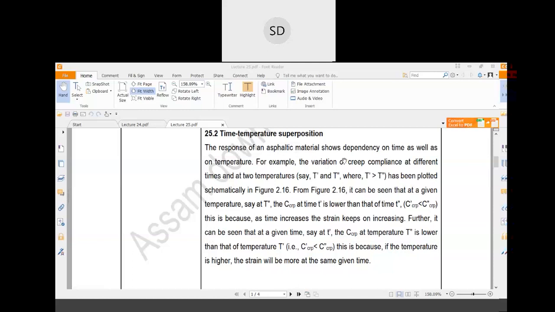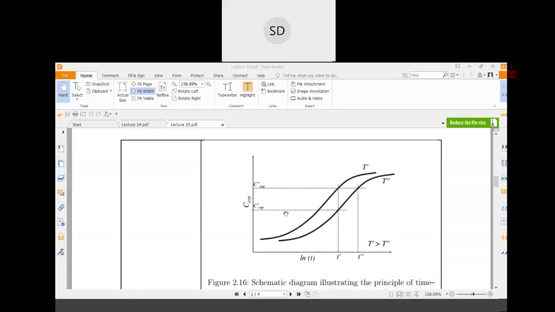Now, for example, the variation of creep compliance at different times at two temperatures, suppose T' and T'', where temperature T' is greater than T'', has been plotted schematically in figure 2.16. So this is the creep compliance of an asphaltic material at different time intervals at two different temperatures. One is for T', and the other is for T'', where T' is greater than T''.